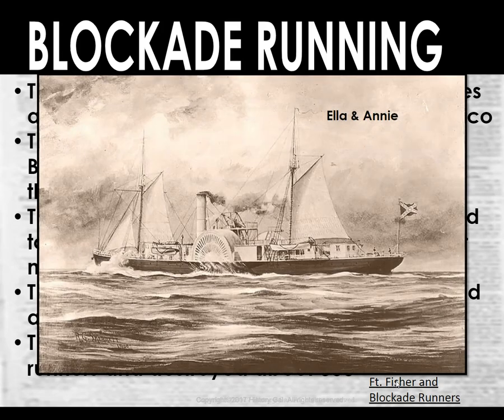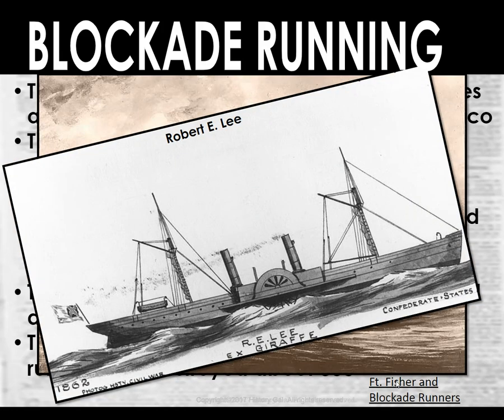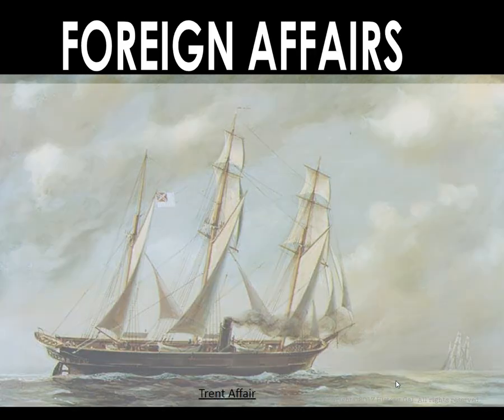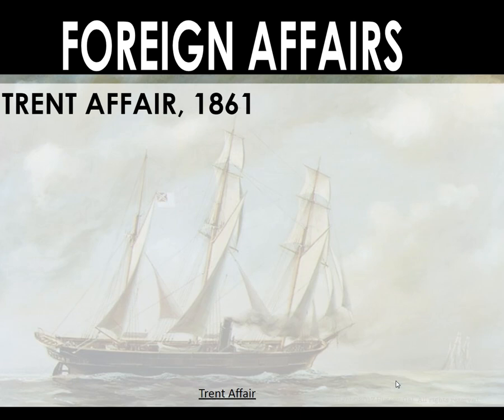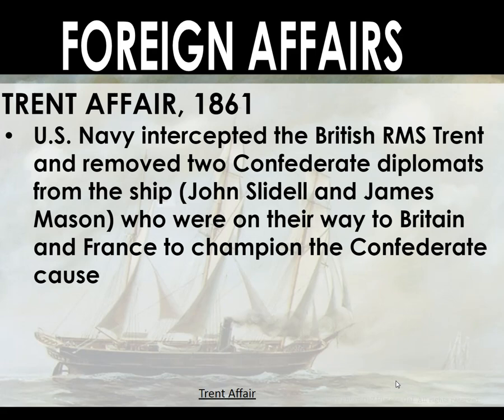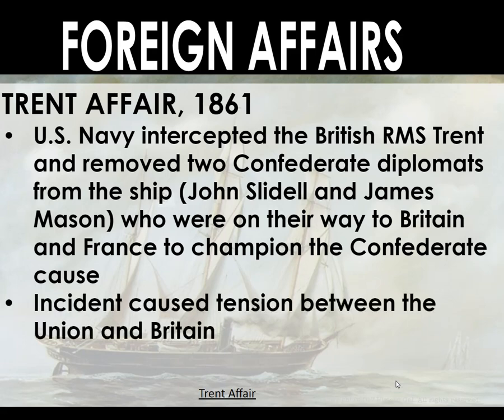And there is a picture of the Ella and Annie, Robert E. Lee. Now, with this, we have many different foreign affairs and issues that we're going to see. The U.S. Navy intercepted the British RMS Trent and removed two Confederate diplomats from the ship, John Slidell and James Mason, who were on their way to Britain and France to champion the Confederate cause. Again, they wanted to talk about the Confederacy to these foreign countries and to show, hey, we are for real. The incident is going to cause tension between the Union and Britain.